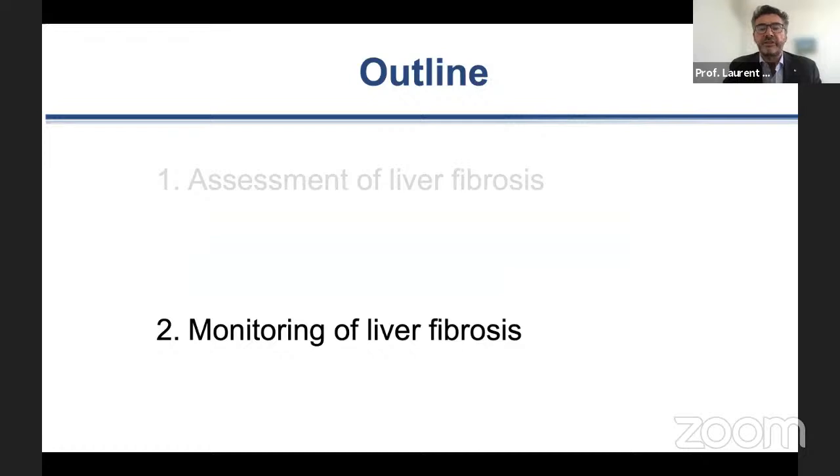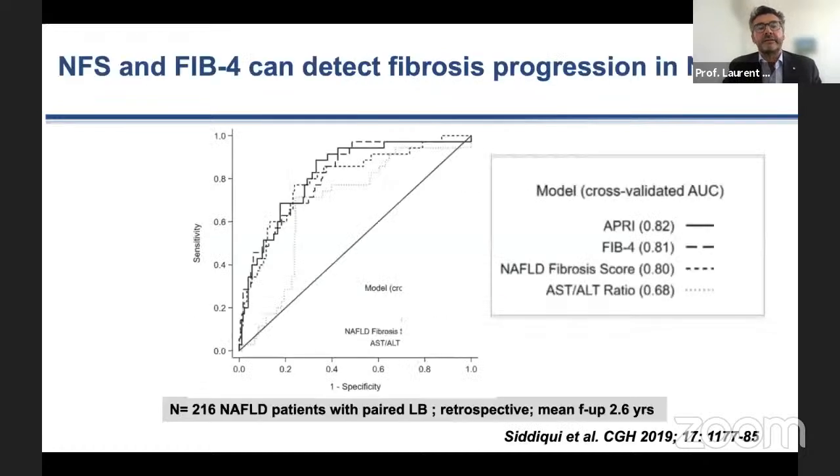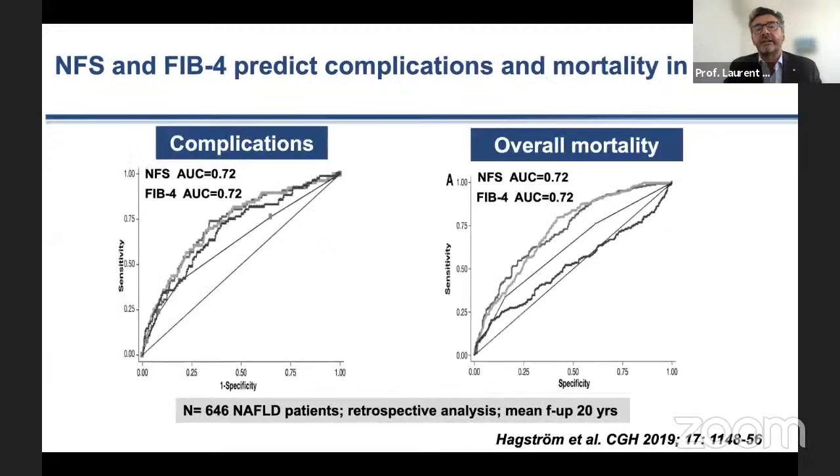Now, what about monitoring of liver fibrosis? This study in 200 NAFLD patients with paired liver biopsies, a retrospective study, shows that NFS and FIB4 can detect fibrosis progression of at least one stage in NAFLD. NFS and FIB4 can also predict complications and mortality in NAFLD.